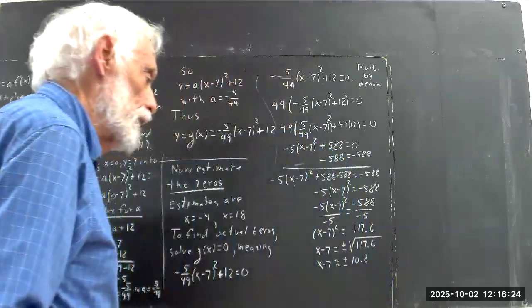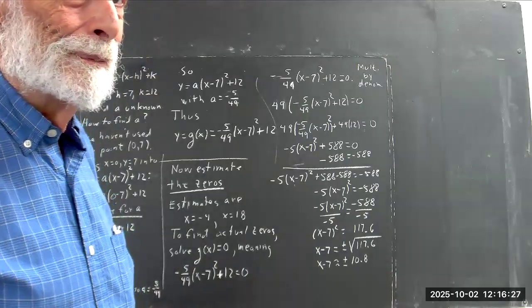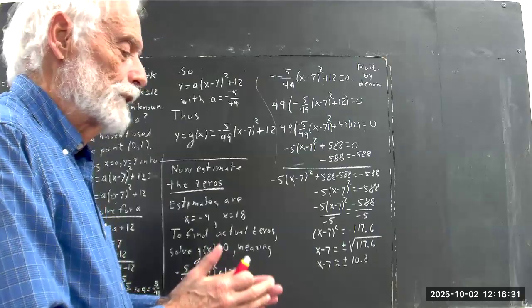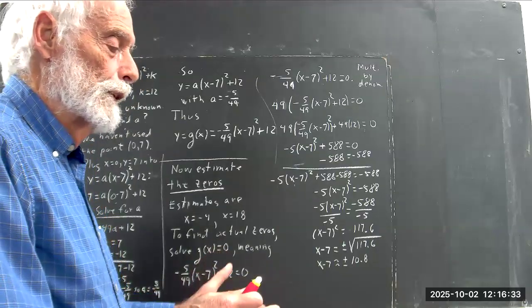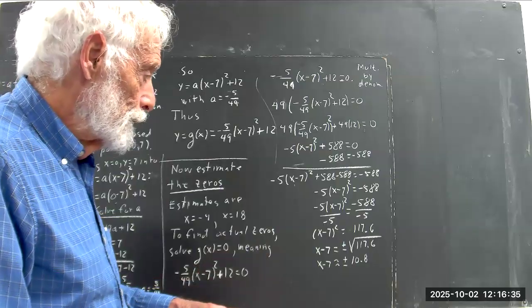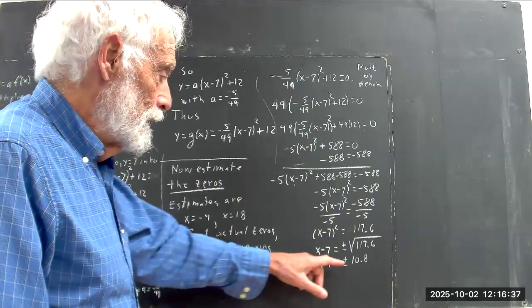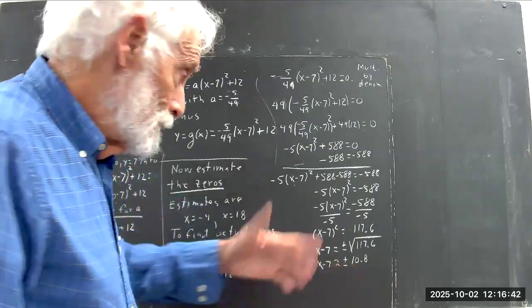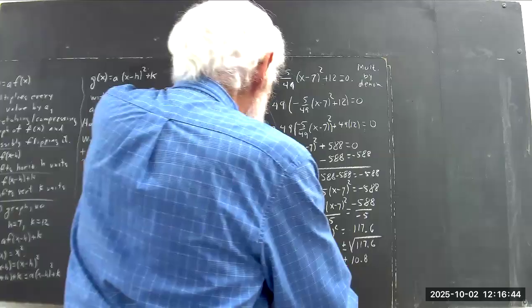And boy, my estimates came out really close. Because if you remember, my estimates were 11 to the right and 11 to the left of x equals 7. And this says they're 10.8 units to the right and left. So, I lucked out, made a good estimate.